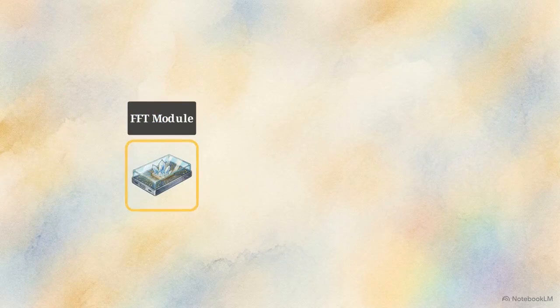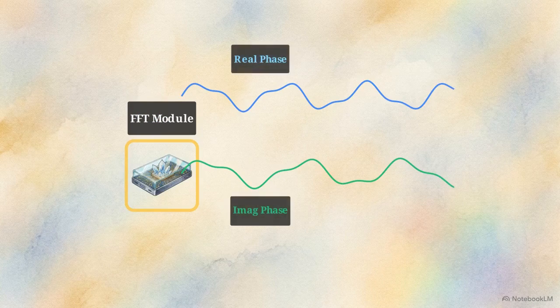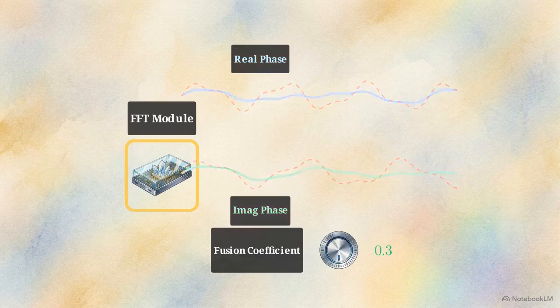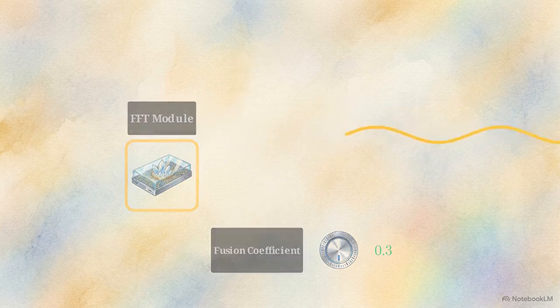A fast Fourier transform maps the cover and secret features into a complex-valued frequency spectrum, separating the image into real and imaginary phase wave components. The system then injects secret frequency components into the cover spectrum, utilizing a precise 0.3 fusion coefficient to maintain stability.